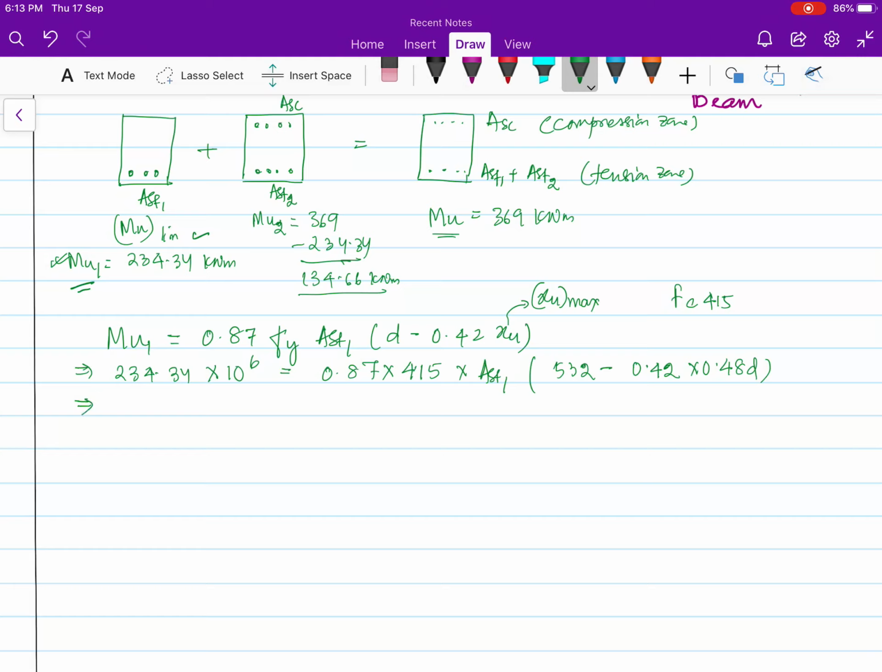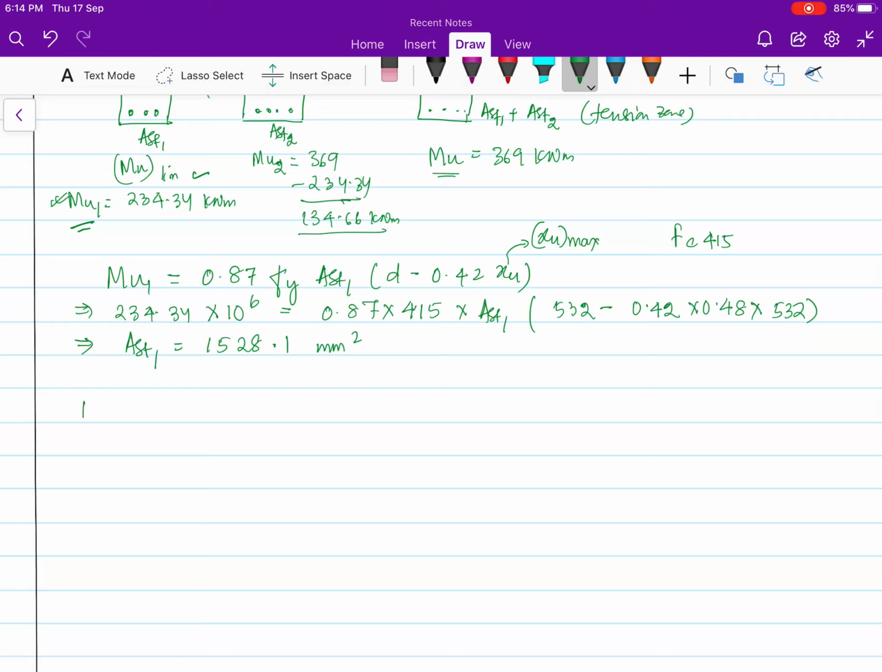So 0.48 D means 0.48 into 532. So only unknown is area of steel 1. So if we calculate, we will get 1528.21 mm square. Okay, now we know Mu2, which is 134.66 kNm, into 10 to the 6 Newton mm. So this is equal to, we have two formulas, one with respect to area of steel 2, another with respect to compression reinforcement. So let me calculate first area of steel 2.